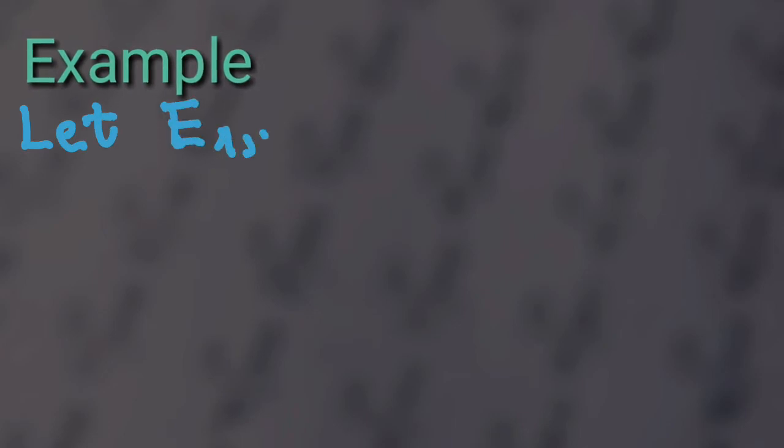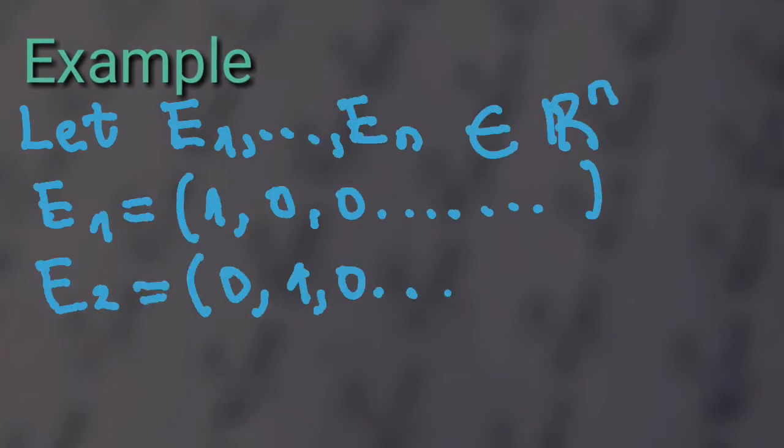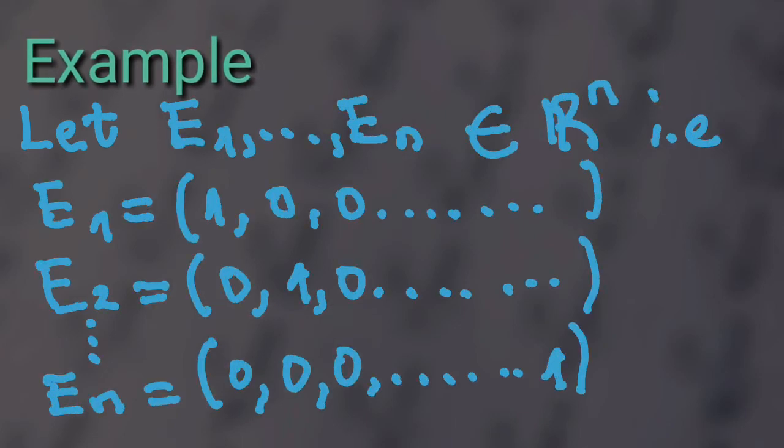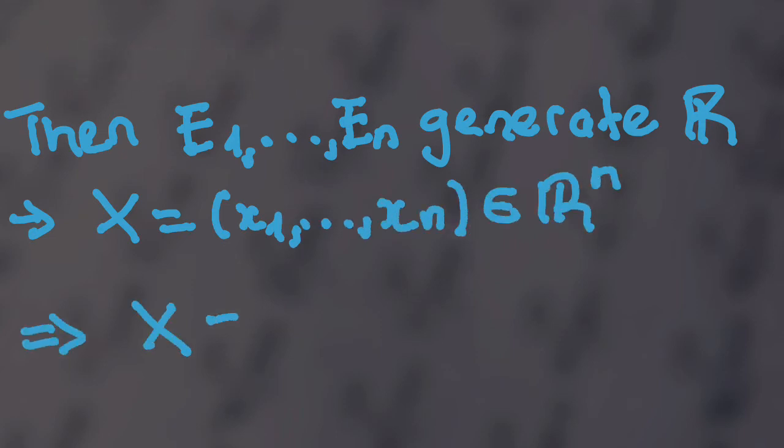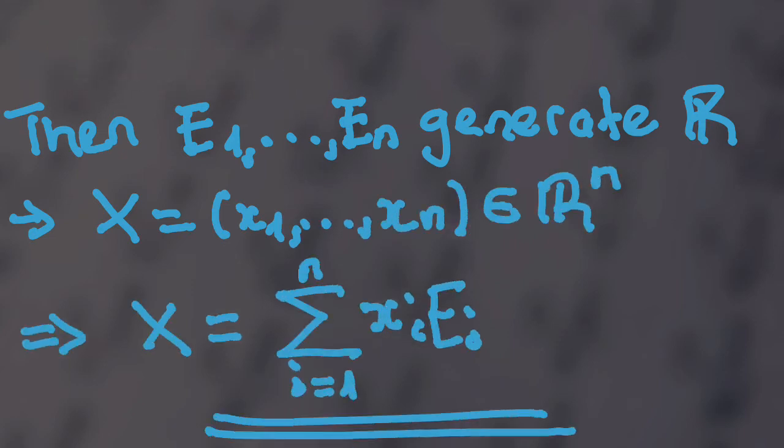Let e1 to en be the standard unit vectors in R^n. So ei has component 1 in the i-th position and 0 in the other positions. Then e1 to en generate R^n, given that for x in R^n there exist numbers such that x equals the sum from i equals 1 to n of xi times ei.